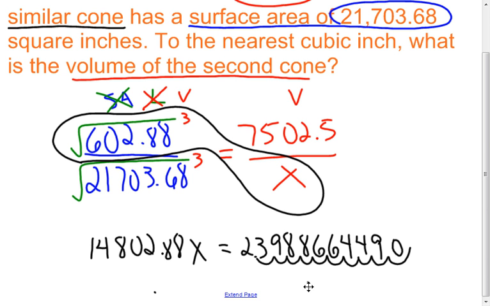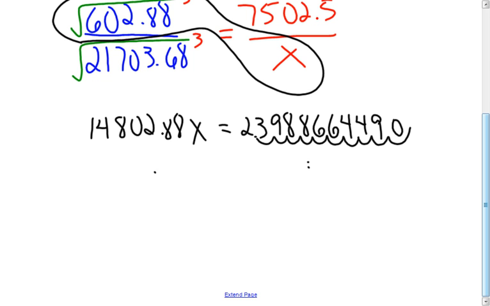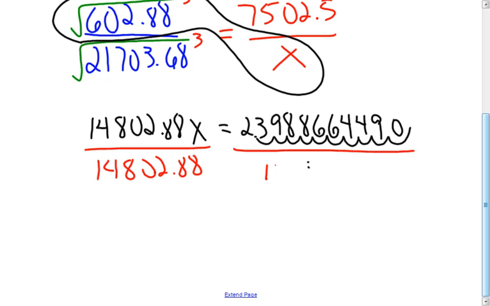There's that big number. And then I have to go through, and to finally find the volume, get my x by itself, divide both sides by this 14,802.88 on both sides of my equation. And I'll have my x value.